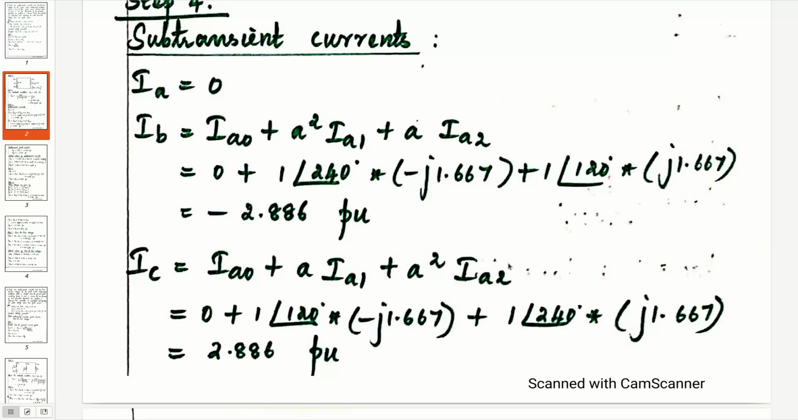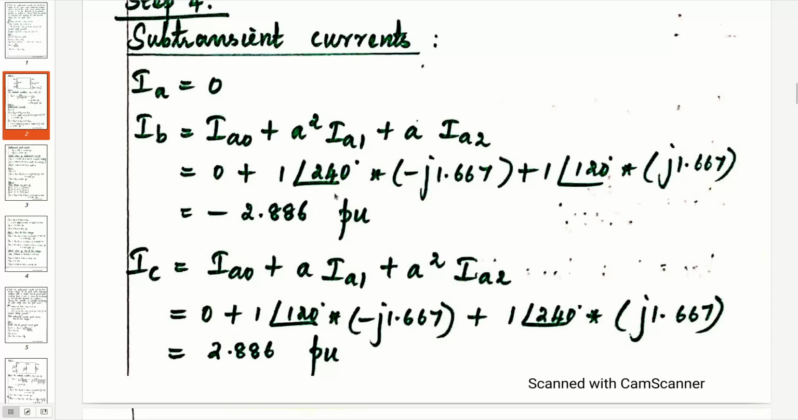But here there is a double line fault in phases B and C. Only IA is 0; there is a finite value for IB and IC. So you have to calculate the subtransient currents at the generator terminals also. IA is equal to 0 from the terminal conditions. For IB, from the matrix we write the formula IA0 plus A square IA1 plus A IA2. IA0 is 0, as we know for an LL fault IA0 is 0.